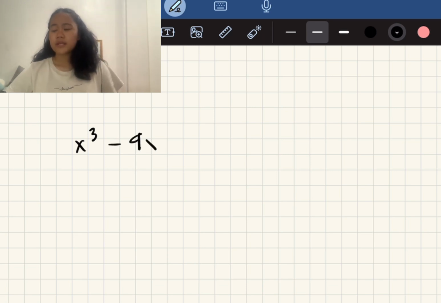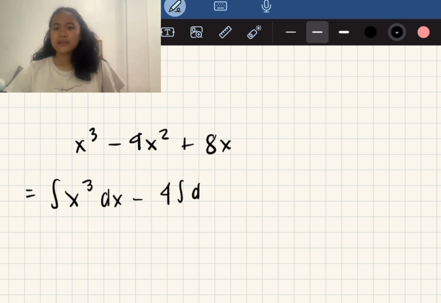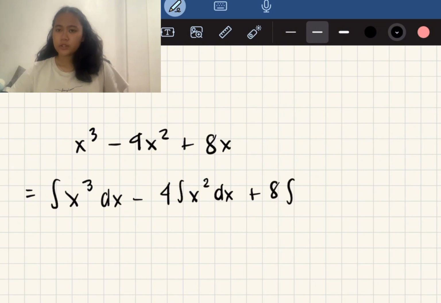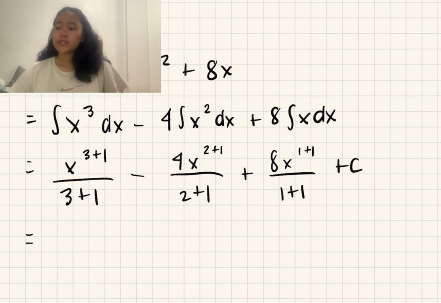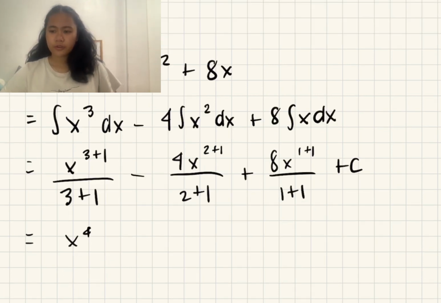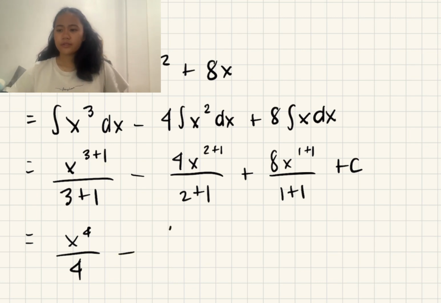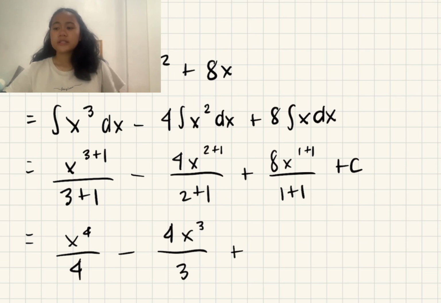f of x is x cubed minus 4x squared plus 8x. To find the antiderivative of this equation, let's integrate each term individually to make it much easier. So the antiderivative of x cubed is x to the power of 4 over 4. For negative 4x squared, the antiderivative is negative 4 times x to the power of 3 over 3. And of 8x is 4 times x squared. To get the constant 4, we divide 8 by 2.